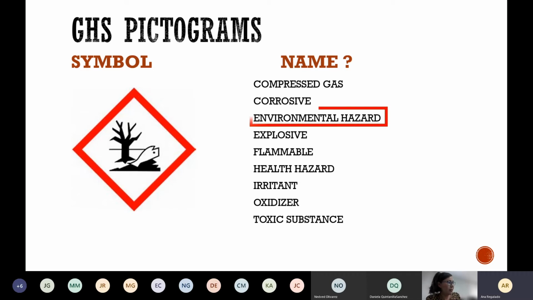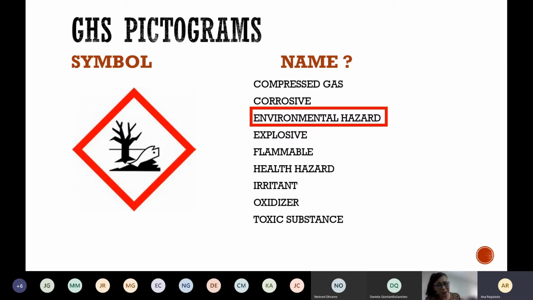You see there dead fish, a very dry, dead tree. And this basically means that if this chemical is released into the environment, it's going to cause a lot of destruction, not only in the animals, but also in the plants. And it may contaminate the water, the soil. And if it contaminates water and soil, it can also make us sick.